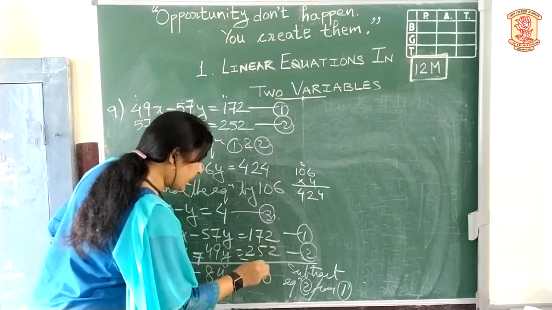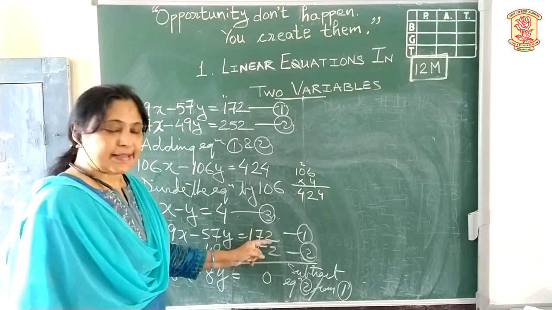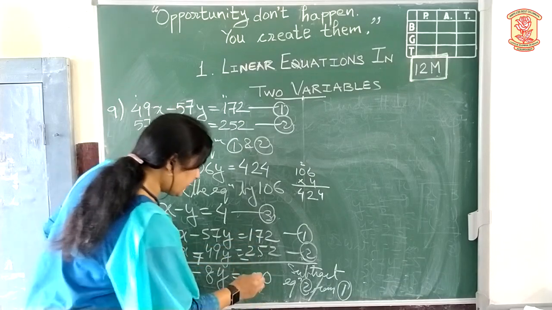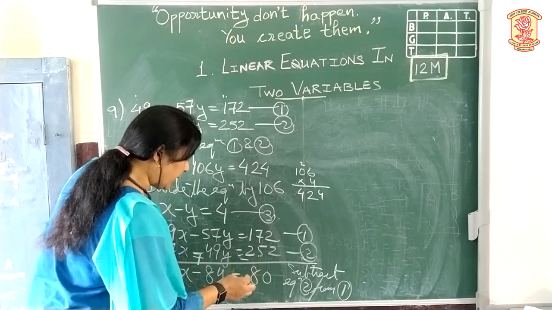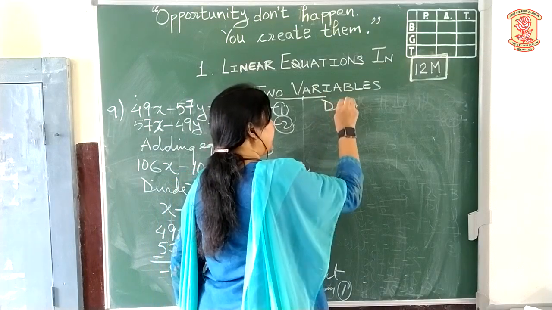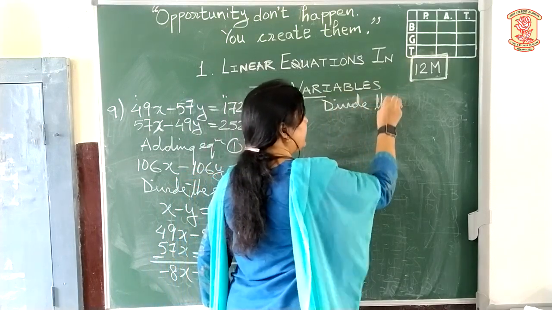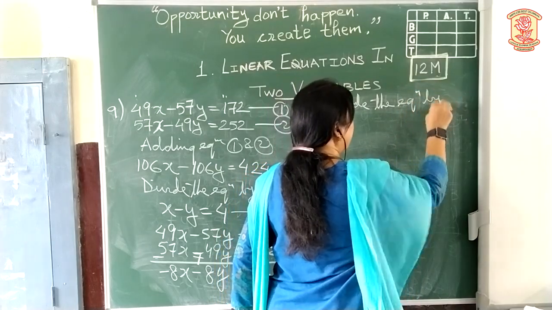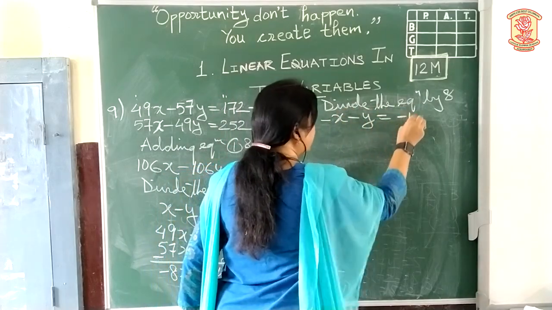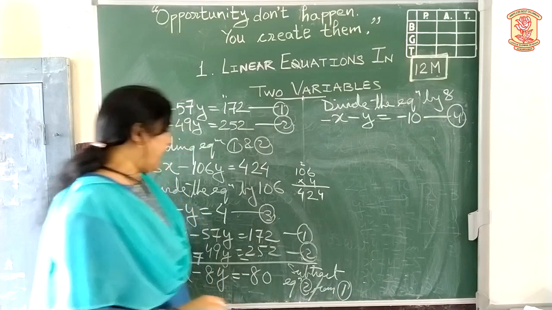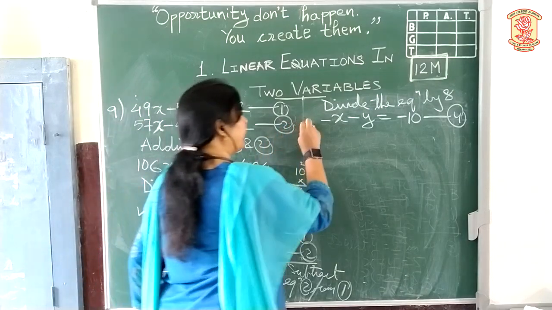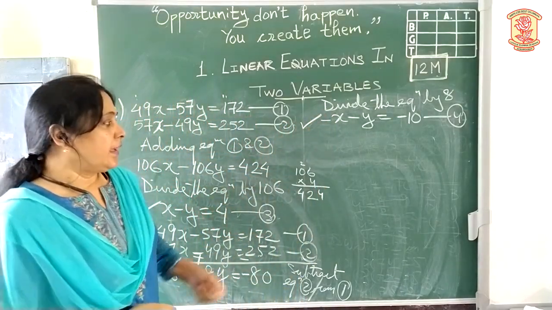That is 252 minus 172. So 2 minus 2 is 0. Here 15 minus 7 is 8. And here 1 remains, so it is 1 minus 1, that is 0, and the bigger number's sign is minus. So minus 80. Again, to make it simple, we divide the equation by 8. So we get minus x minus y equals minus 10. This is the fourth one. So we added, we got this equation, that is x minus y equals 4. We subtracted and we got this, that is minus x minus y equals minus 10.